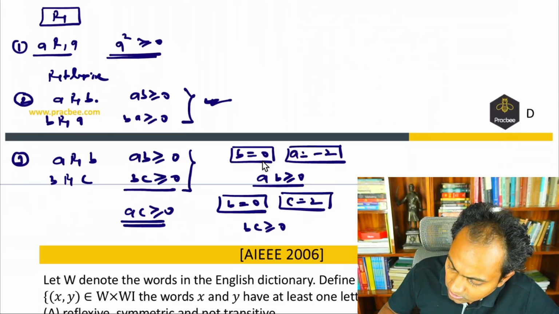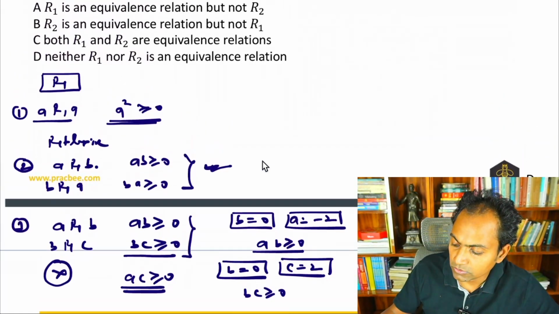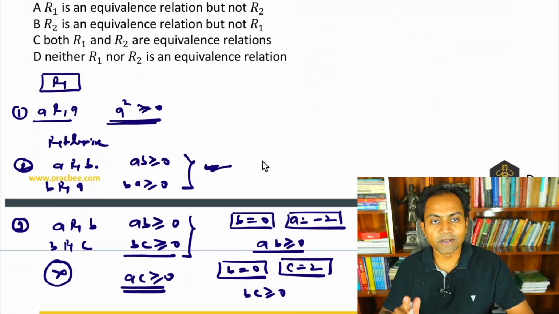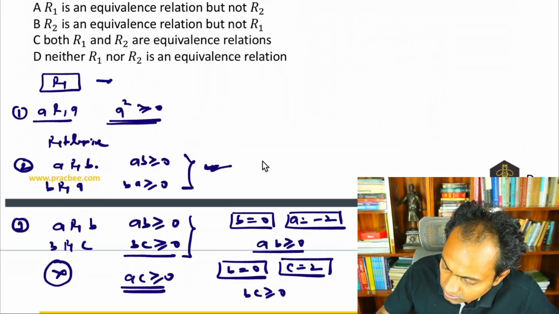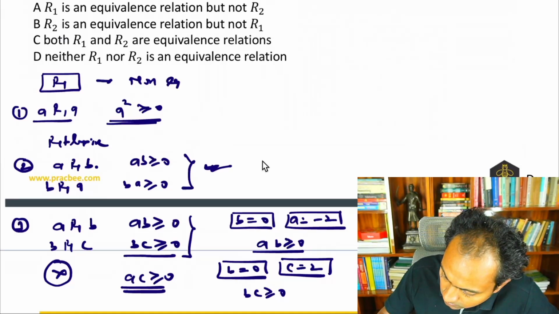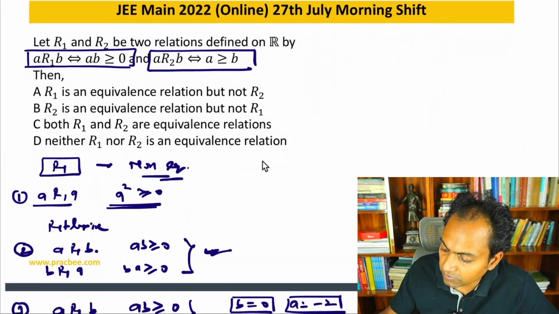So you can see that this is not satisfying, so this is not transitive. So it is reflexive, it is symmetric but not transitive, hence not an equivalence relation. So this is non-equivalence. Now let us check for relation R2.